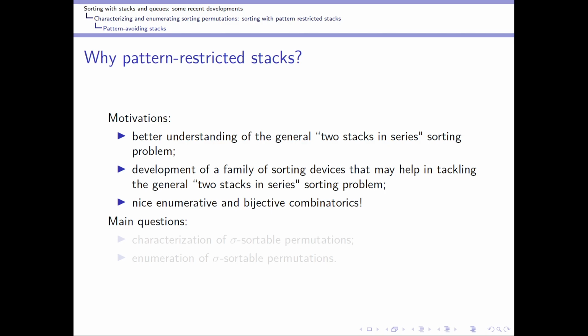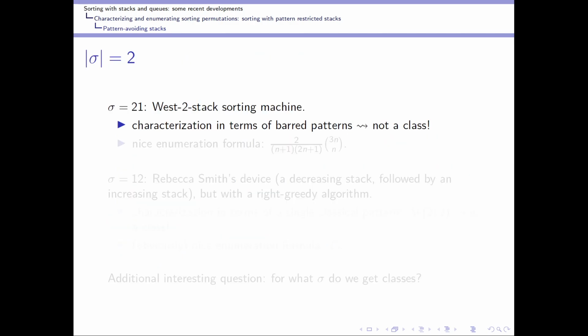One more motivation, which I hope to show you now, is a really good one: the study of these sigma machines gives rise to some very nice enumerative and bijective combinatorics. So what I will do now is to investigate sigma sortable permutations, trying to characterize and enumerate them. We start from very small patterns, so suppose that the length of sigma is 2, thus we have two cases. When sigma is the reverse identity, 2-1, then we get exactly West machine, whose sortable permutations are totally understood.